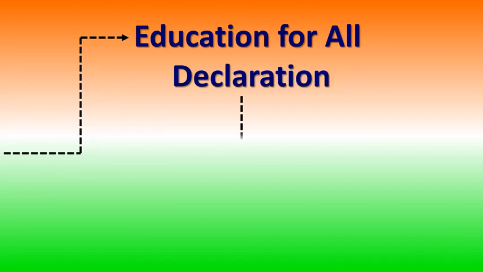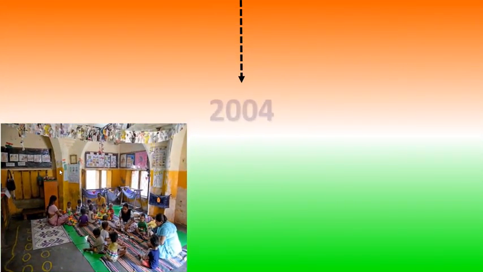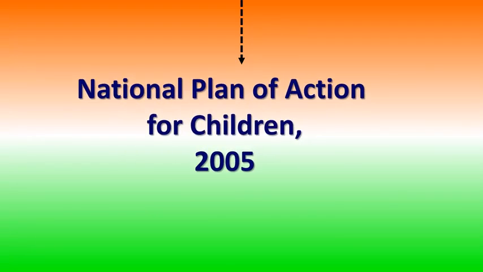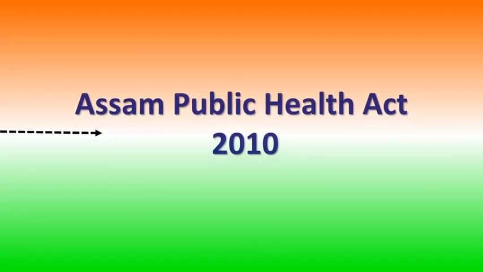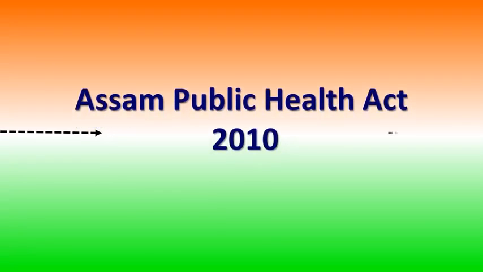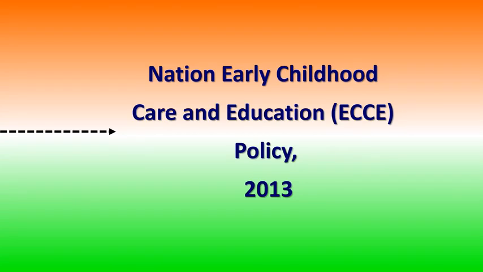Education for All Declaration in 1990. In a general discussion in 2004 dedicated to the theme of implementing child rights in early childhood. National Plan of Action for Children in 2005. Assam Public Health Act in 2010. National Early Childhood Care and Education Policy in 2013.